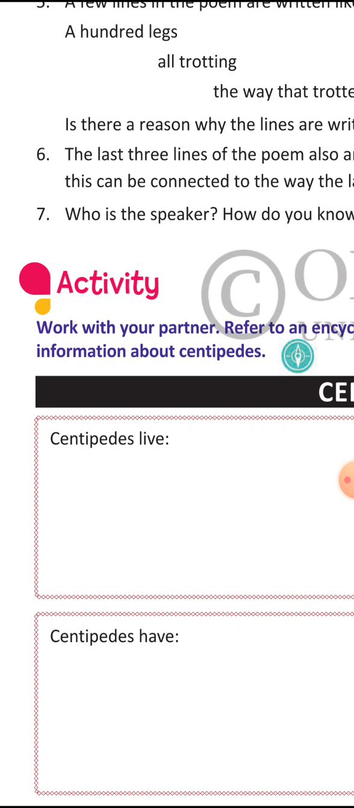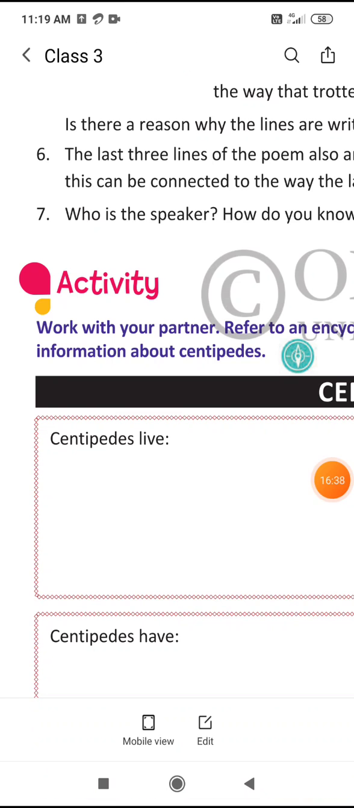So this is about the poem called Colin. You must have understood the poem. So read the poem. Try to recite this poetry. Read it at least 3 to 4 times and try to recite this poem. Is that clear, children? Okay. Thank you, children.